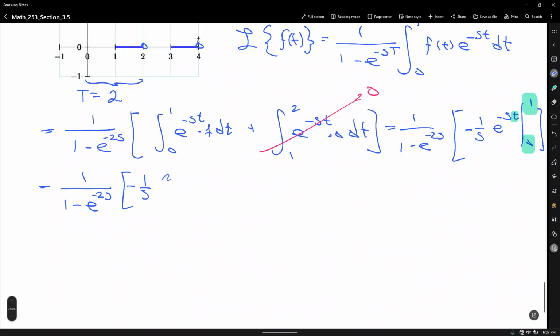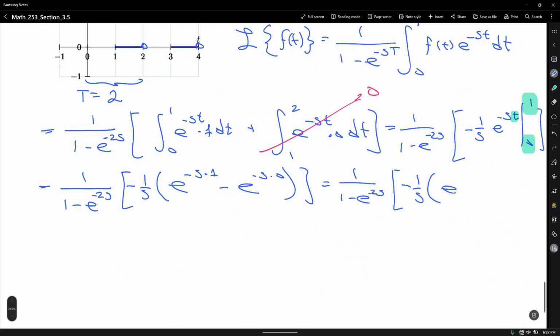Okay, so this will be 1 over negative 1 over s times e to the negative s times 1 minus e to the negative s times 0. All right, and then simplify. We're almost done. 1 minus e to the negative 2s times negative 1 over s. And what's the result? E to the negative s minus 1. What do we do here?